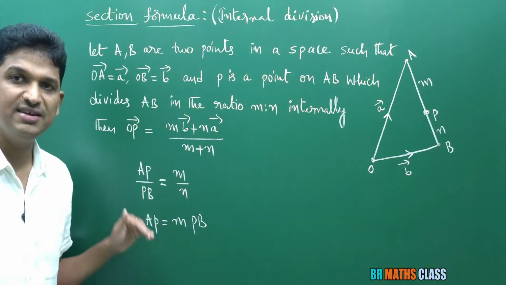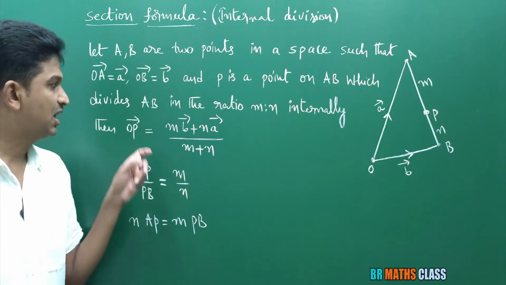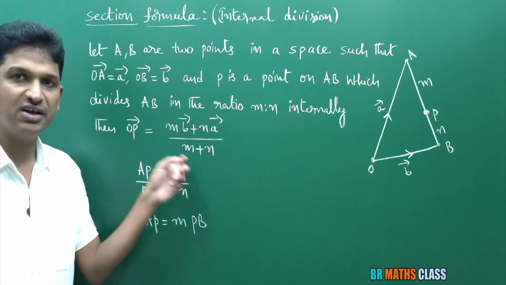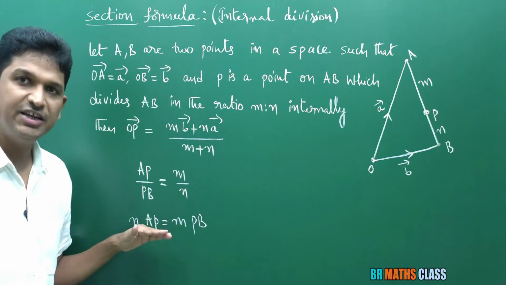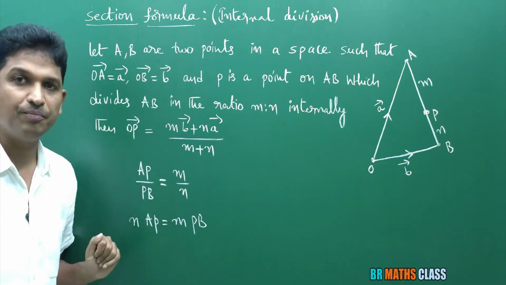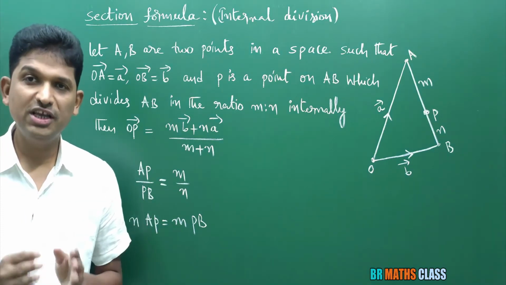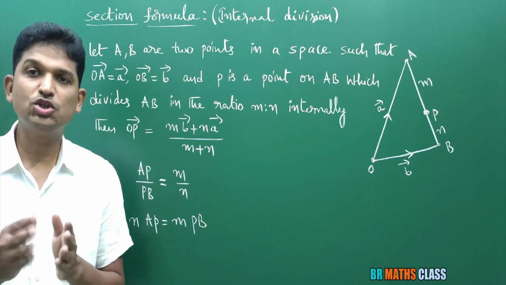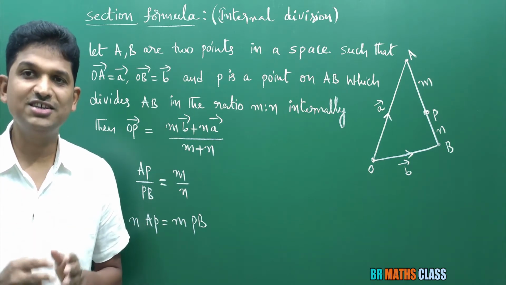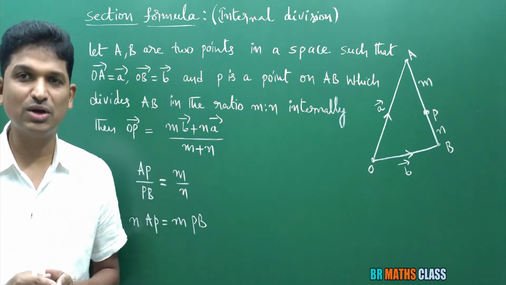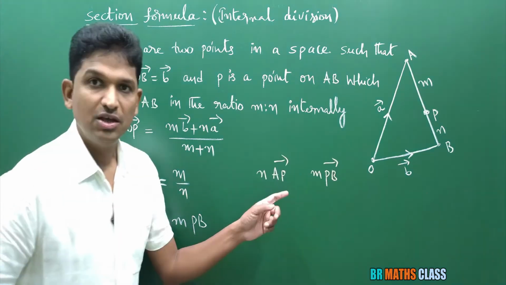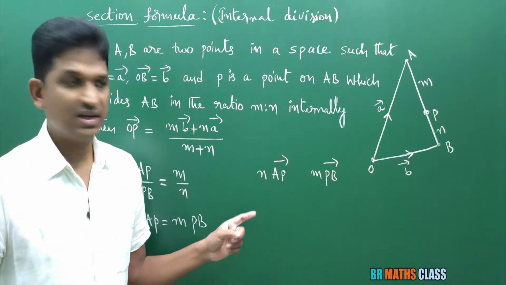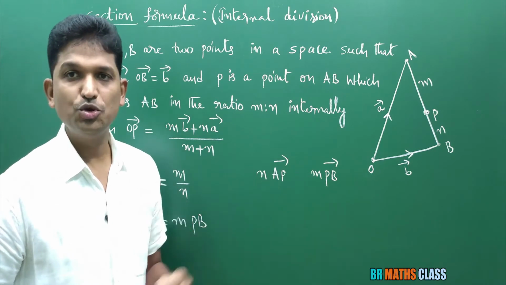You observe this. This is the scalar form. But I want OP bar in vector form, so I need to convert this into vector form. How to convert? You know about equal vectors. When we say two vectors are equal, their direction is the same and their magnitudes are equal. Here I will consider two vectors: n into AP bar, m into PB bar.